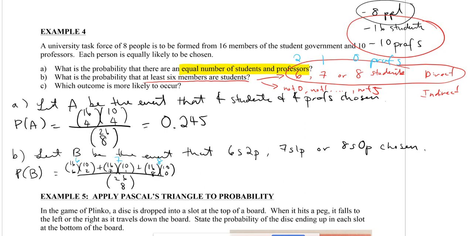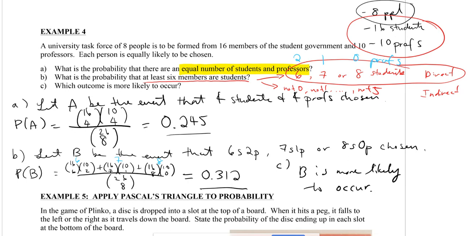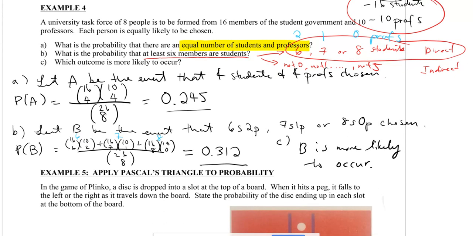All right, so after doing all that work and hopefully with an awesome calculator, you will come to the conclusion that it's 0.312 as your final outcome for part B. And to answer part C, which outcome is more likely to occur, you can say that B is more likely to occur just because when we were looking at the two numbers that we came up with at the end, B has the higher value.